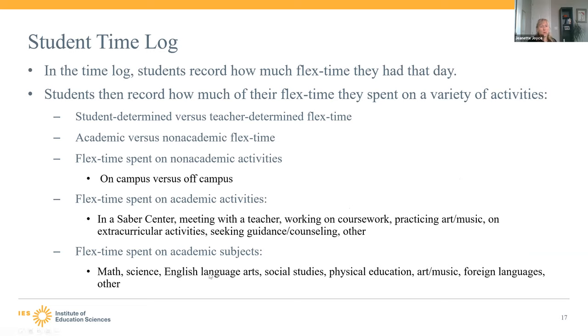When they said they were working on academic subjects, we also asked which academic subjects: math, science, English language arts. For each of these, we would ask them to put in the estimated number of minutes. Obviously, we didn't expect them to say exactly 12 minutes. But if they had 20 minutes on academic subjects, was it just one subject or was it divided among several? So that's the information about the time log.